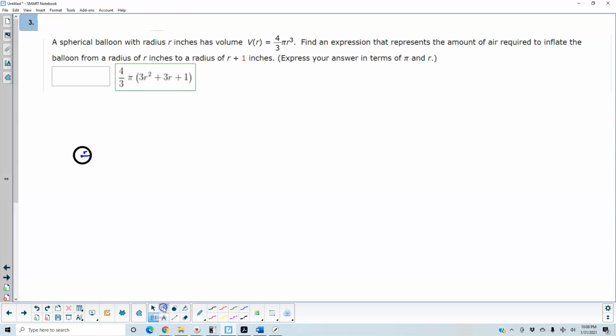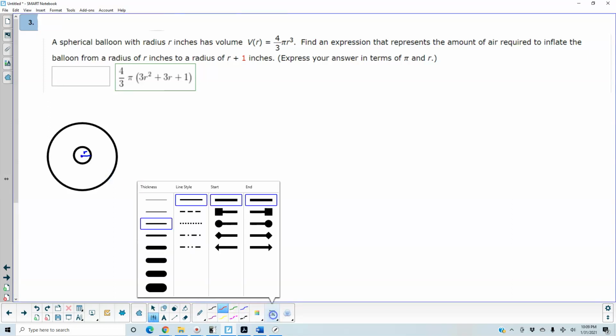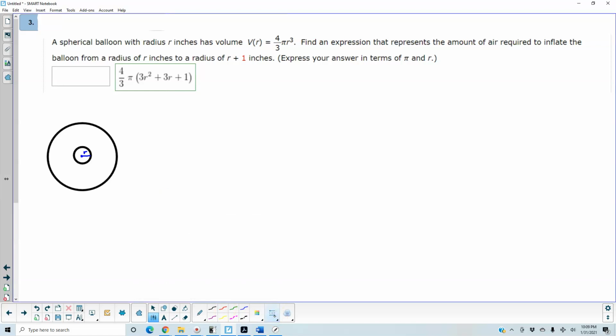Okay, now let's say that we have our balloon now that we want to inflate to be r plus 1 inches. So that means now this balloon is going to expand to r plus 1 inches. So that means now that this radius is going to be r plus 1 inches. So what does that mean? That means that we have two volumes. So the two volumes represented are the following.